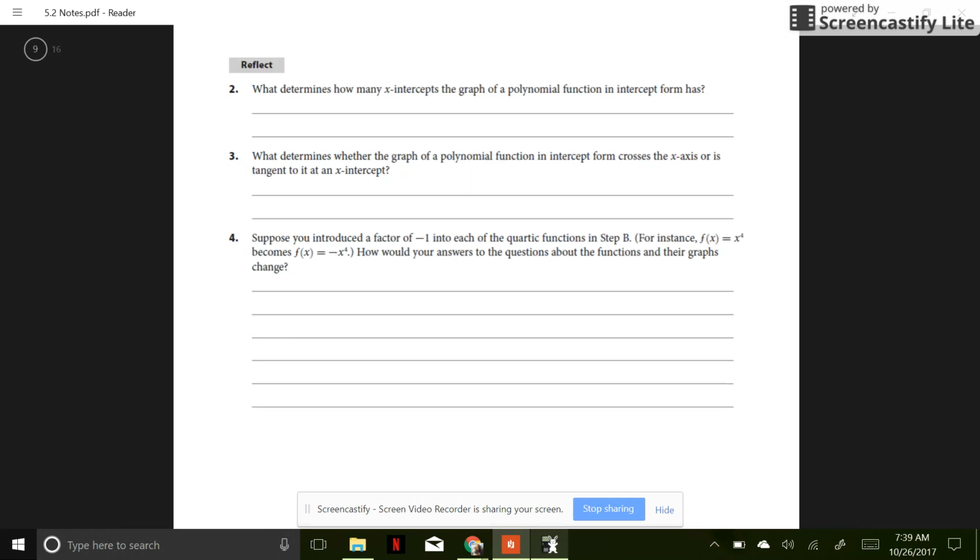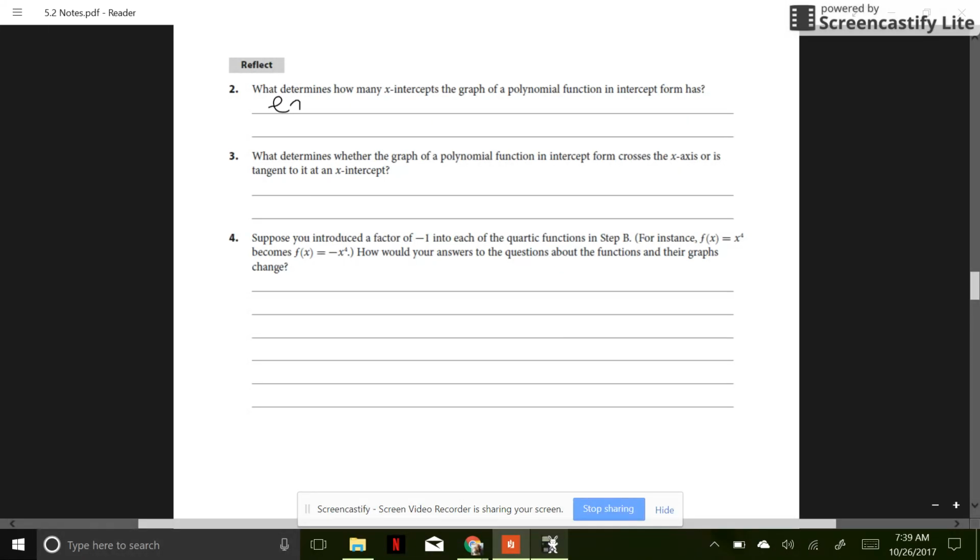So what determines how many x-intercepts the graph of a polynomial function has in intercept form? Each distinct factor makes one intercept.